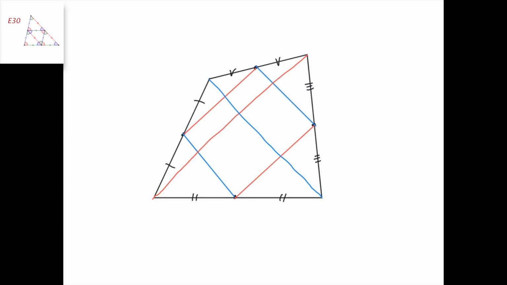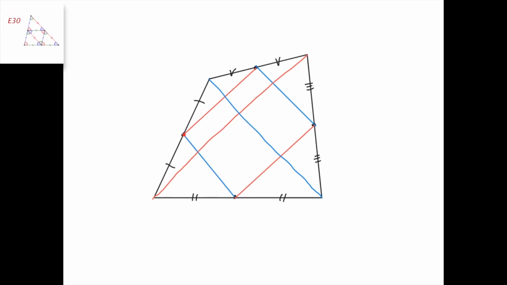For example, now we know that this line is parallel to this line, which is parallel to this line. And so this is parallel to this. Similarly, this line is parallel to this line, which is parallel to this line. And so this is parallel to this. This is a quadrilateral in which the two pairs of opposite sides are parallel, and therefore it's a parallelogram.